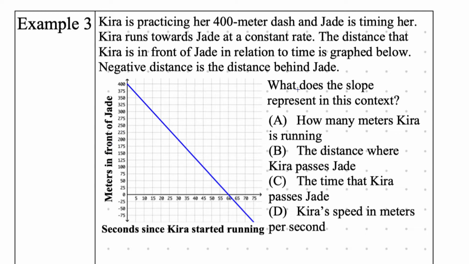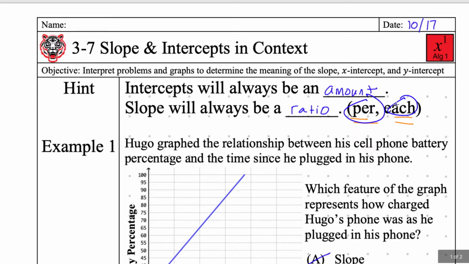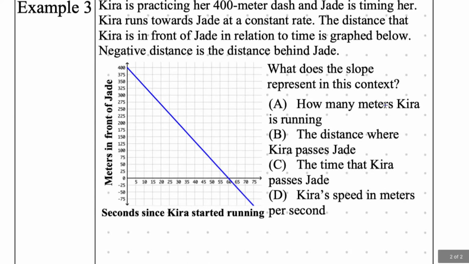So let's go ahead and read here. What does the slope represent in this context? So we finally have a slope question. Before, we've had x-intercepts and y-intercepts. Now we really need to pay attention to slope. So we should be looking for the keywords per and each. Coming back down here, I can circle per and each. No per each, no per each, no per each. Per second, it's probably D. So I'm going to circle D preemptively, and let's talk about why it is D. I'm pretty sure it is D since I made this problem and all.